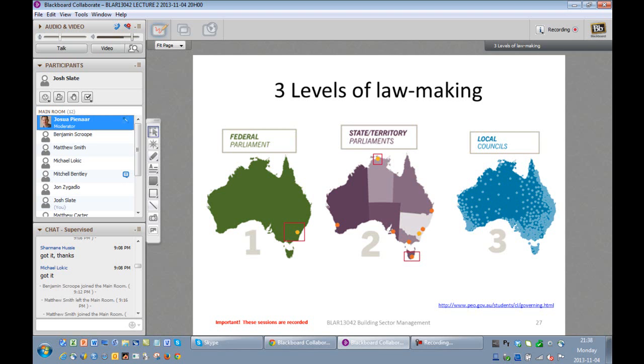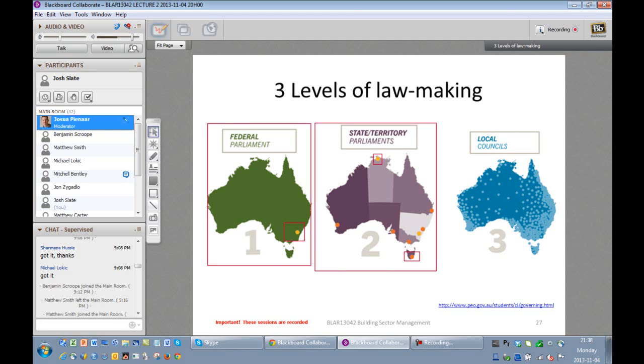All right, so if we look at each of these, what we'll do now is look at each of these separately and ask what the roles and responsibilities of each of these are, and why it is important for us to have separate powers.